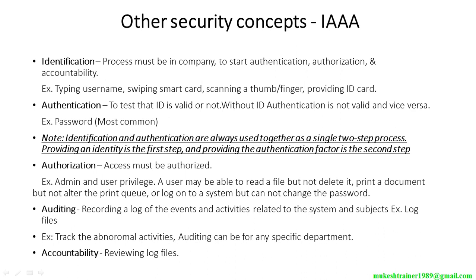Hello guys, the second section for domain 1 chapter 1 is IAAA, which stands for identification, authentication, authorization and accounting. The identification process must be in place in a company to start authentication, authorization and accountability. So there must be a process in a company. What kind of process? The AAA, which we call authentication, authorization and accounting.